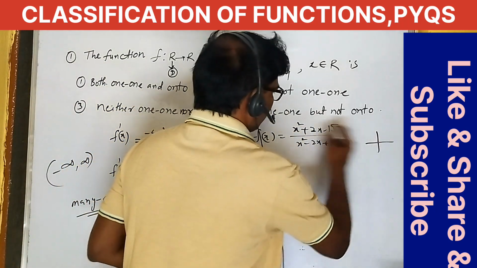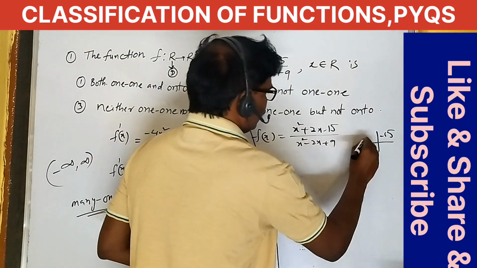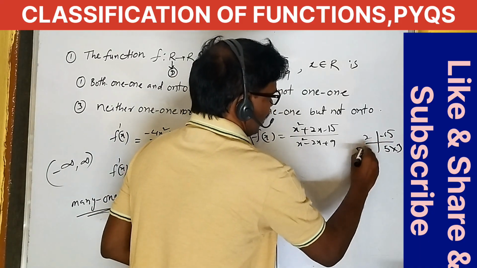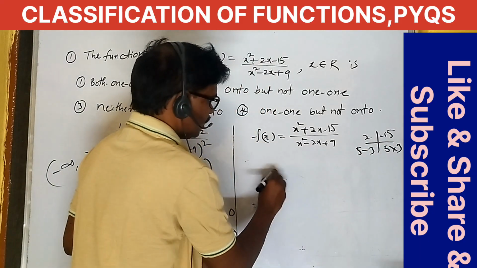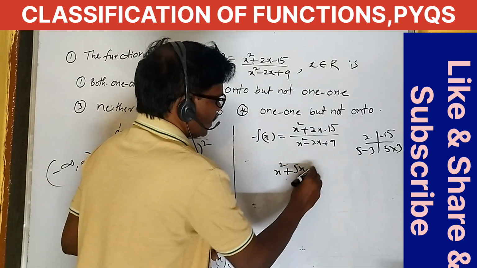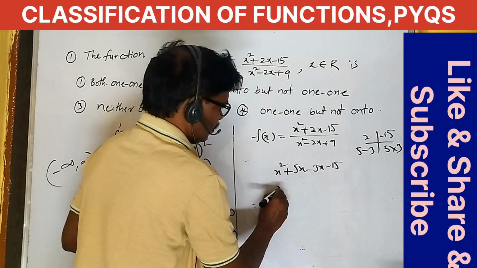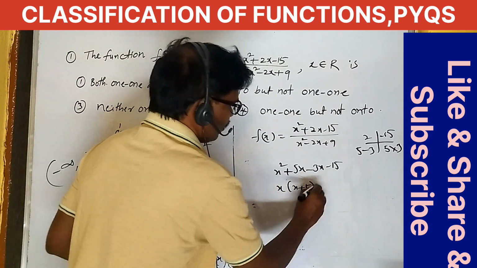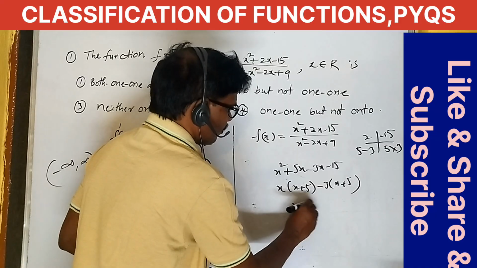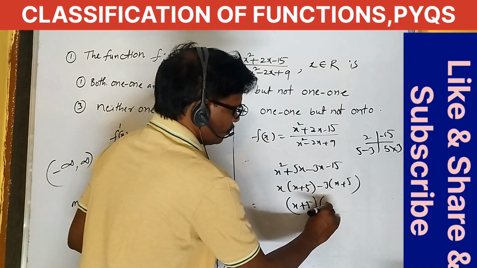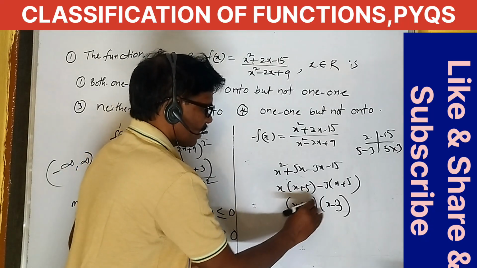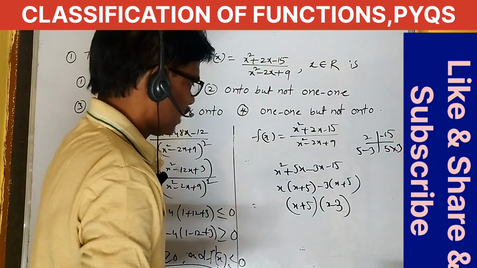Here write the quadratic equation simplification. This is minus 15, and this is 2. Okay, 5 into 3, 5 minus 3, right? The quadratic is written as x square plus 5x minus 3x minus 15. Okay, x is common, and x plus 5 minus 3 is common, x plus 5. So here x plus 5 into x minus 3.